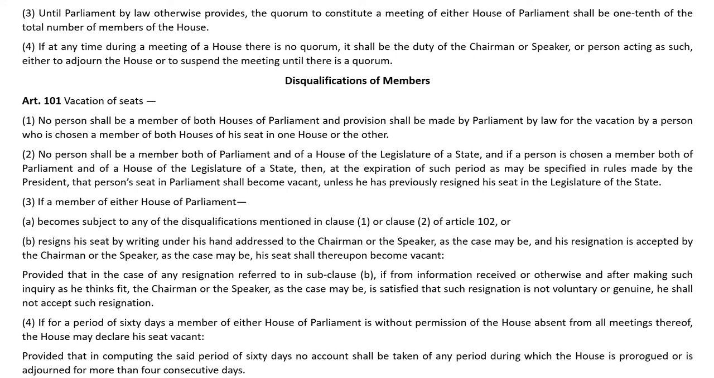If for a period of 60 days a member of either House of Parliament is, without permission of the House, absent from all the meetings thereof, the House may declare his seat vacant, provided that in computing the said period of 60 days, no account shall be taken of any period during which the House is prorogued or is adjourned for more than 4 consecutive days.